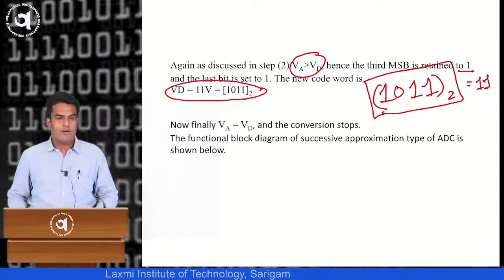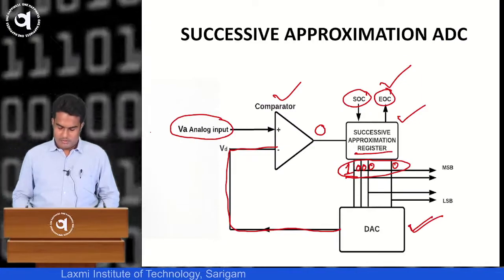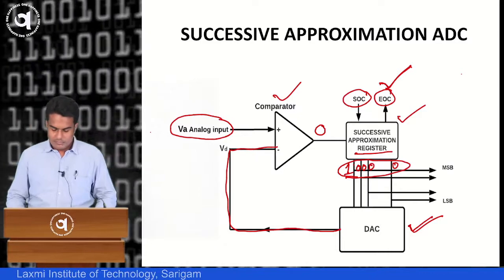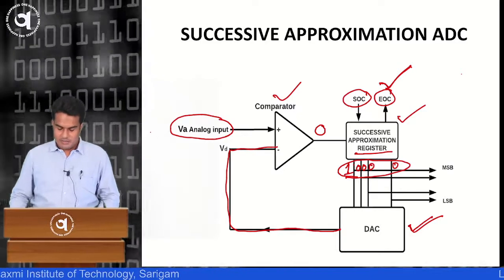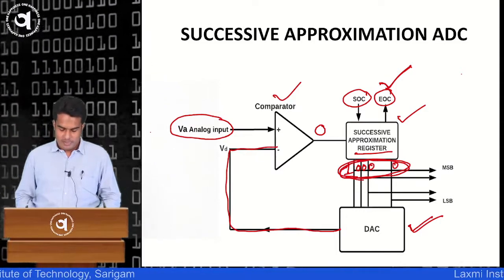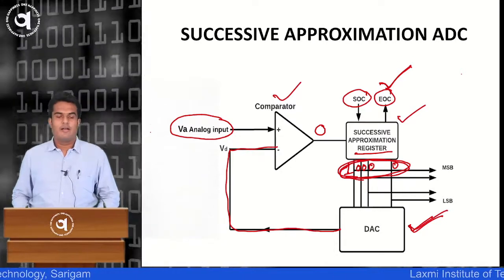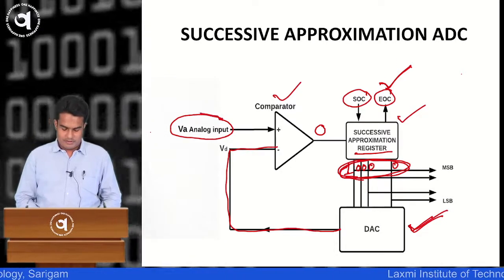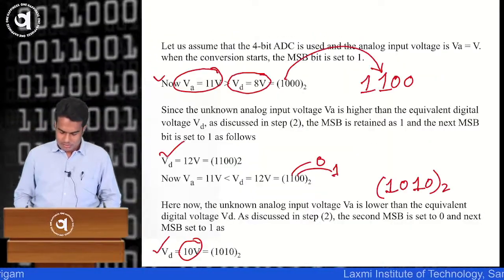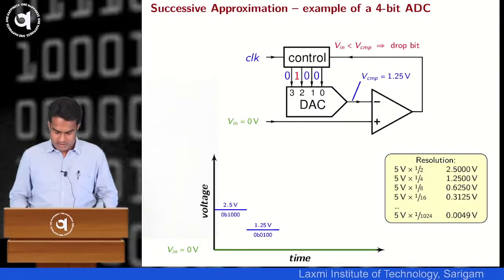So the comparator output becomes 0, and according to our construction and block diagram, an end of conversion signal will be generated. The process of conversion and producing the output will stop, and here we will get the exact digital value which corresponds to the analog input. So this is the basic process by which the conversion works.